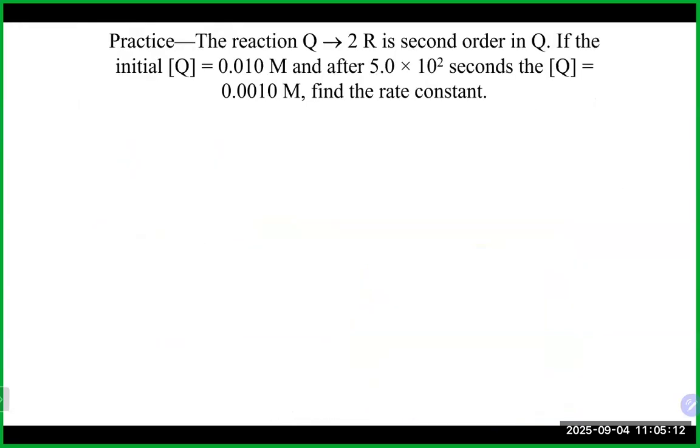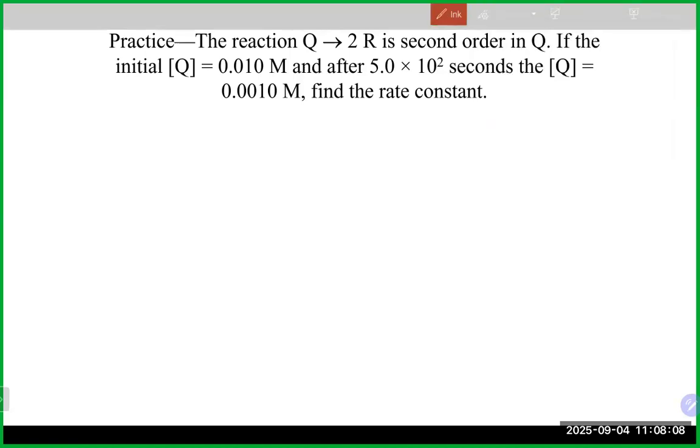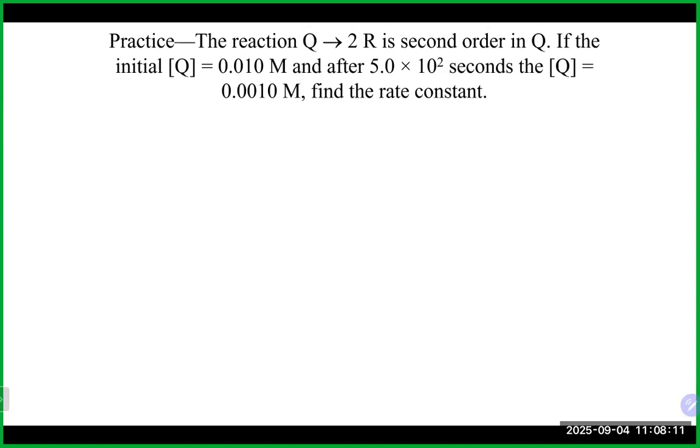All right, let's try one more here. The reaction Q goes to 2R is second order in Q. If we have an initial concentration of 0.01, after 50 seconds the concentration is 0.001. What is the rate constant? Let's take a look at it together. They tell us it's second order, so that should automatically take us to our second order formula. Remember, this one is plus kt.